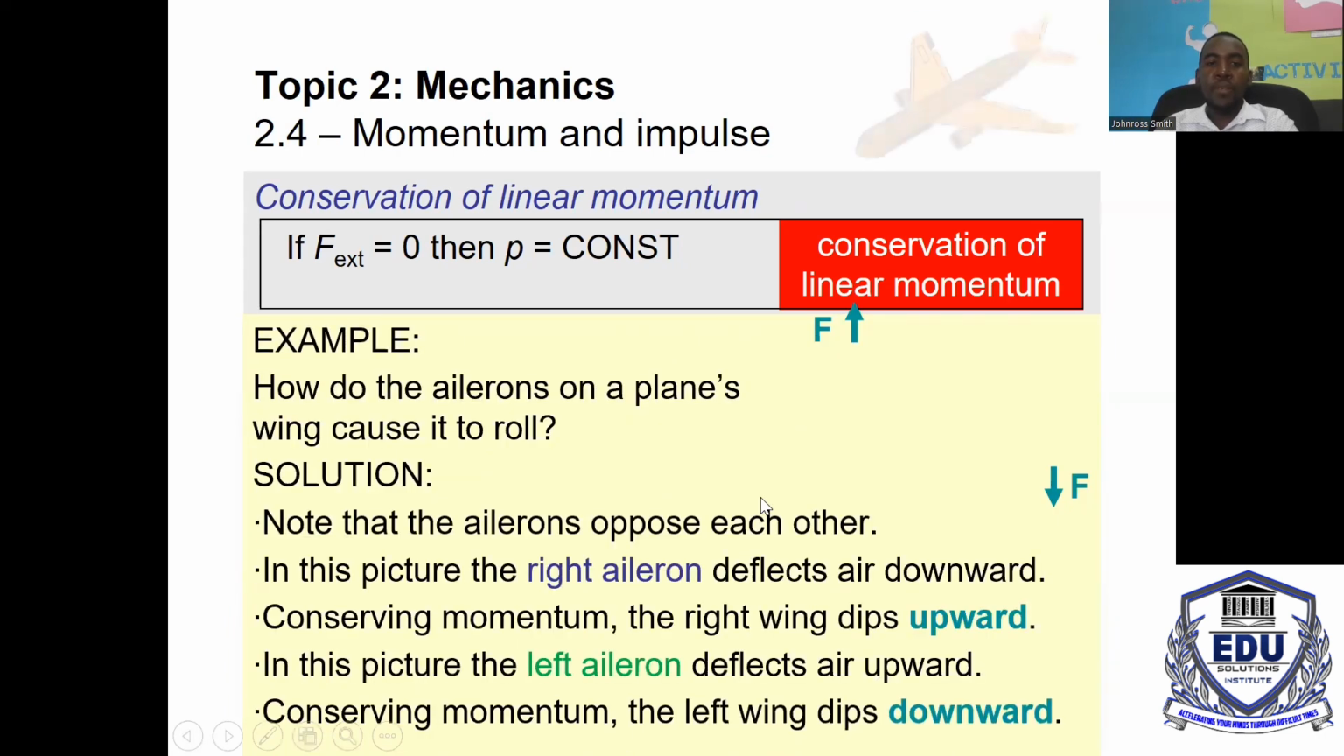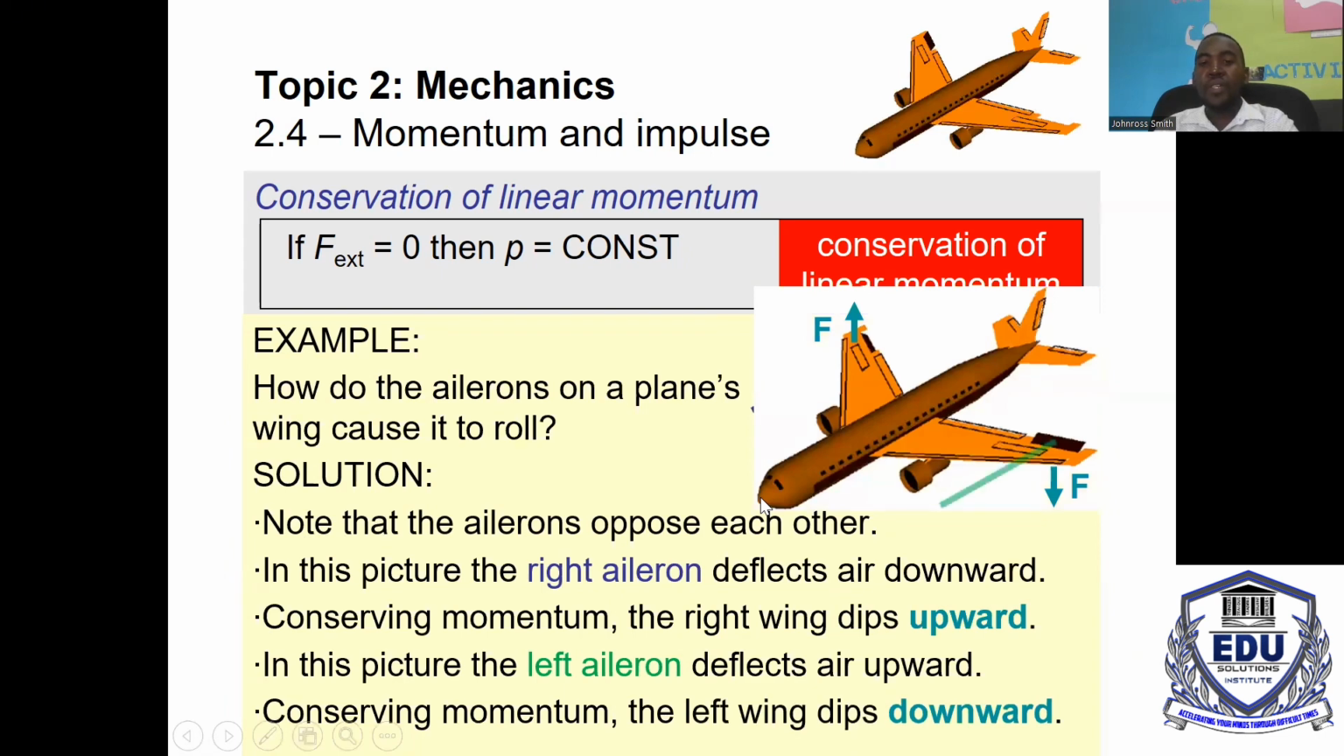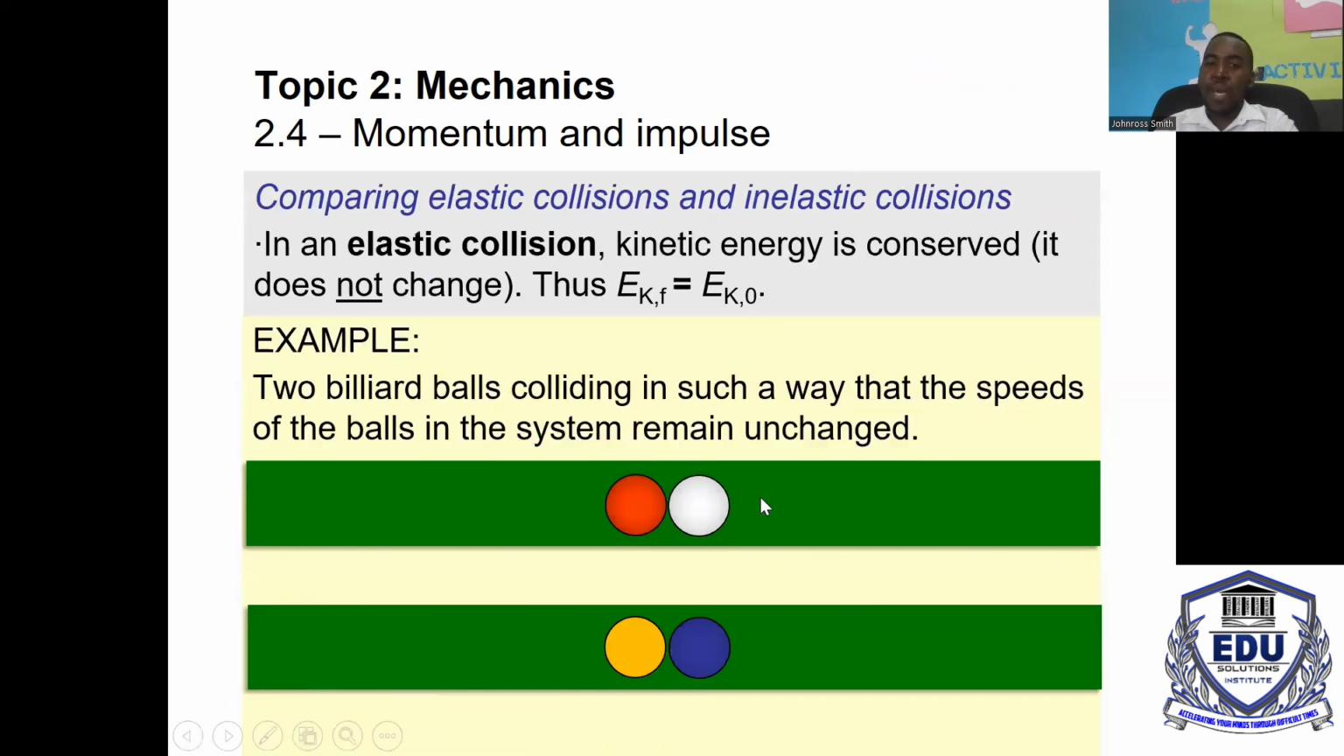Right? So what we notice here is that the conservation of momentum always applies to any objects that collide with each other. And that's only true if their net force is zero. Now, if we talk about the energy that these objects have, in an elastic collision, the kinetic energy is conserved. What that means is that the kinetic energy that was there before the collision is going to be equal to the kinetic energy that's there after the collision.